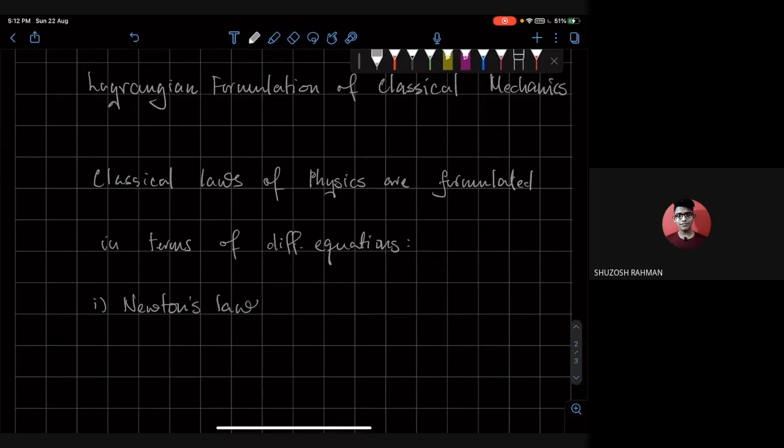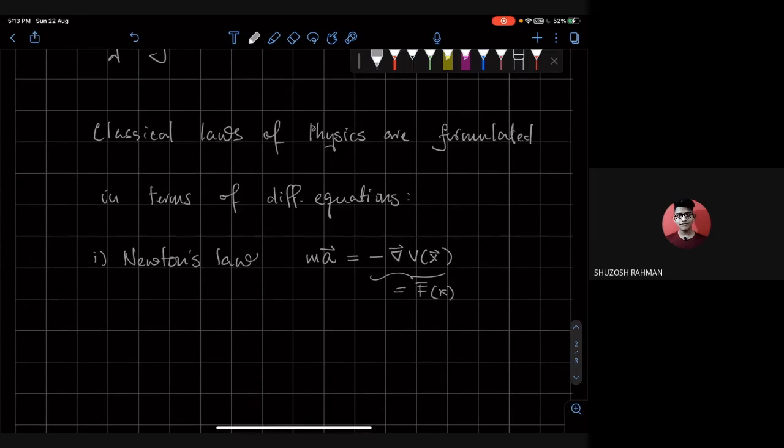Okay, so Newton's second law, what does it state? It says that the force on an object is proportional to its acceleration. So if the acceleration is a, and the proportionality constant is the inertial mass, then this is going to be given by the force. And the force we can write as minus the gradient of a potential, right? So this is the definition of a potential. Okay, so this is Newton's law.